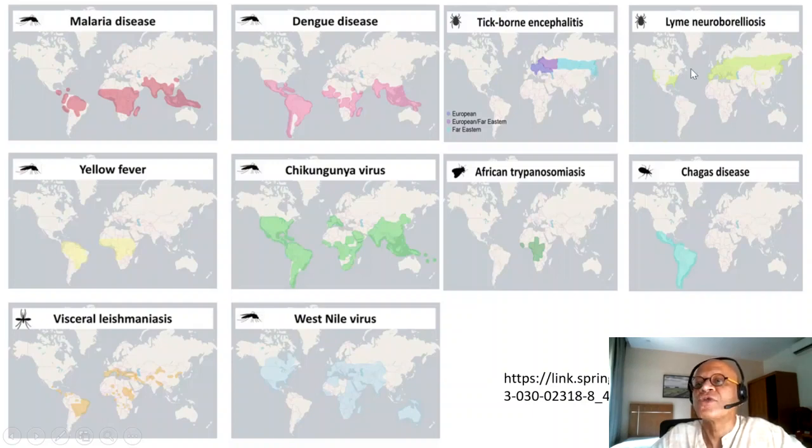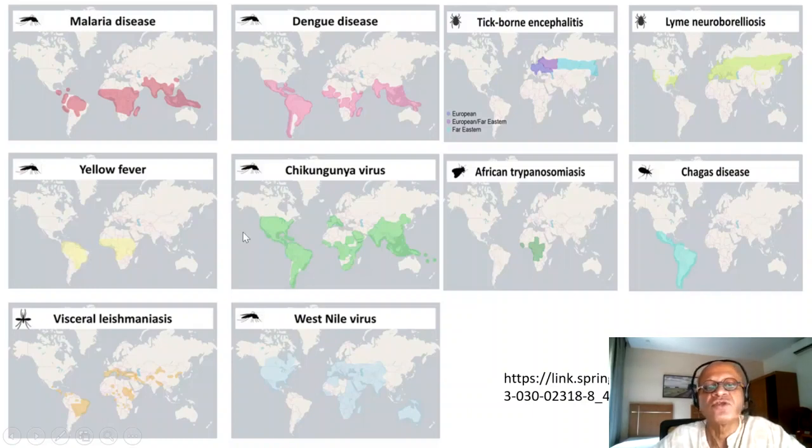Lyme neuroborreliosis, we will look at this a little bit more, but you can see that there is a growth of Lyme here more recently, but there are the regions where it is seen. That's a tick-borne disease. The vector or the host varies. Here it's deer, but there are other hosts as well, as we will see.